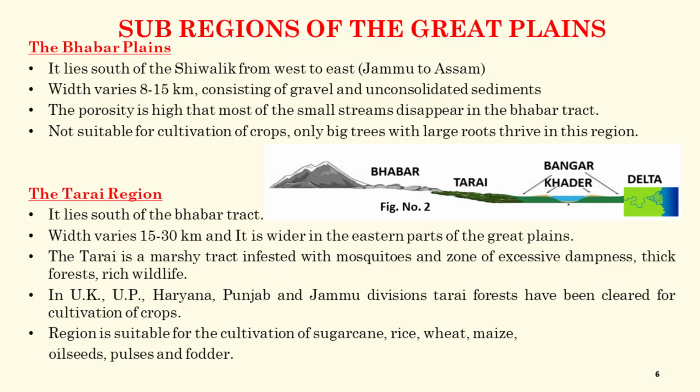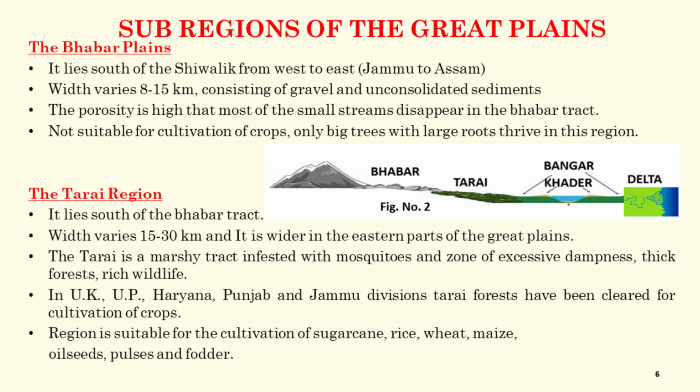Now we are going to see the sub-regions of the Great Plain. In this figure, we can see that as we move from the Himalaya to the Great Plains area, we would find the layers of deposition. The first one is Bhabar, the second one is Tarai, the third one is Bangar, where along the rivers you can find Khadar, and one more region mentioned here is the deltaic region. So we are going to look into each and every region one by one.